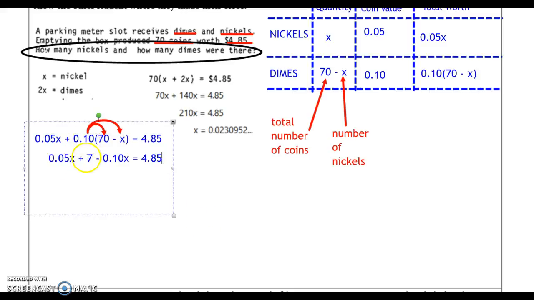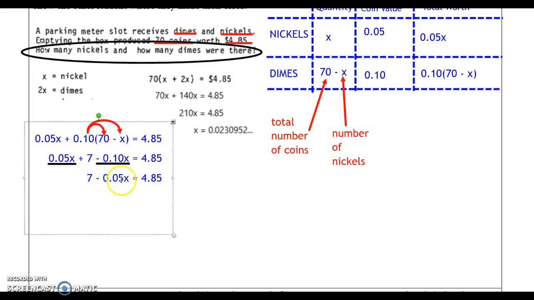Now when you do the distributive property here, you're multiplying 0.10 times 70, you get 7. 0.10 times negative x, you get negative 0.10x. Keep in mind, you should use a calculator when you're doing this multiplication to check yourself. Even myself, when I did this multiplication first, I actually had 0.7, not 7. So make sure you're getting this number 7. Next, I'm going to combine like terms. I combined 0.05x and negative 0.10x in my calculator, and I got negative 0.05x. The 7 stayed the same.